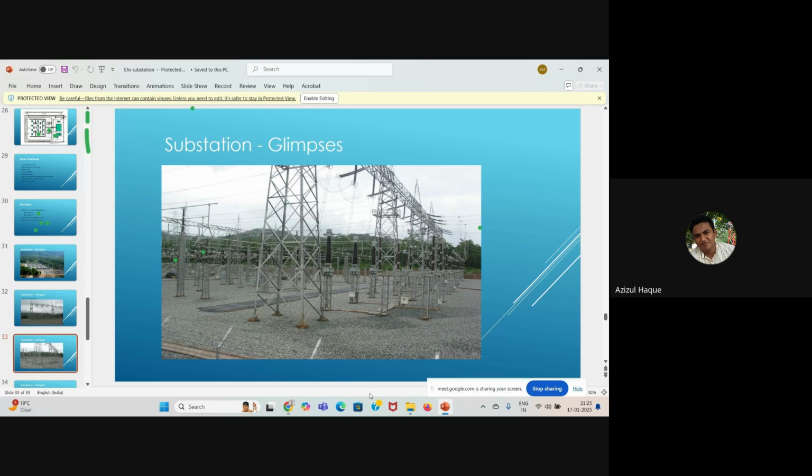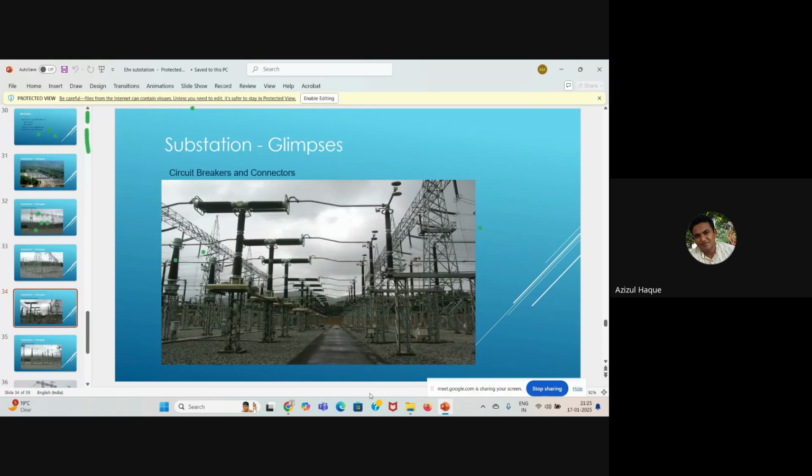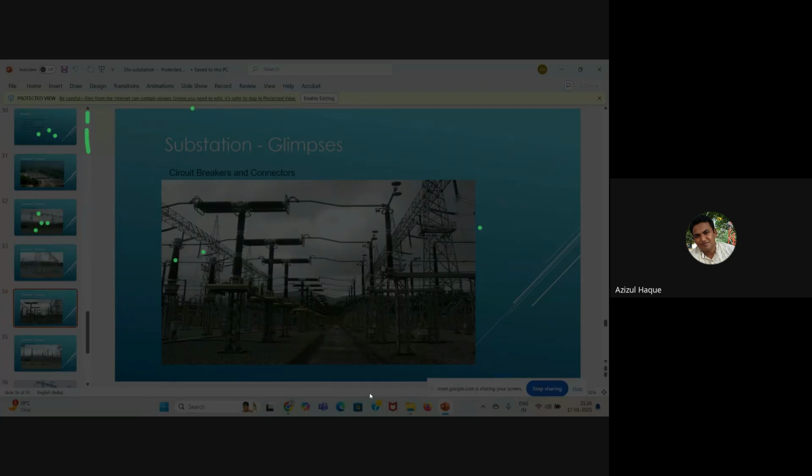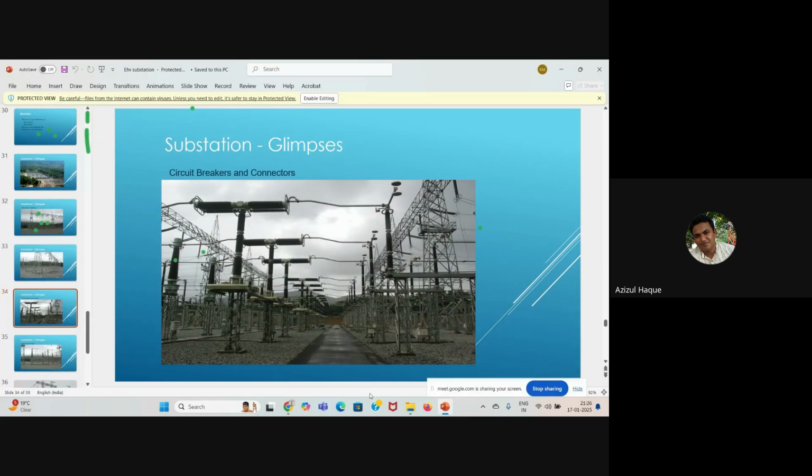This is the stone spreading work, done after anti-weed treatment. Next, these are breakers, circuit breakers. Actually it looks like that, and it is connected through aluminum tube to the isolator. And the connectors are everywhere. You see, this is one connector. Here is another connector. I was talking about these connectors. Next slide.